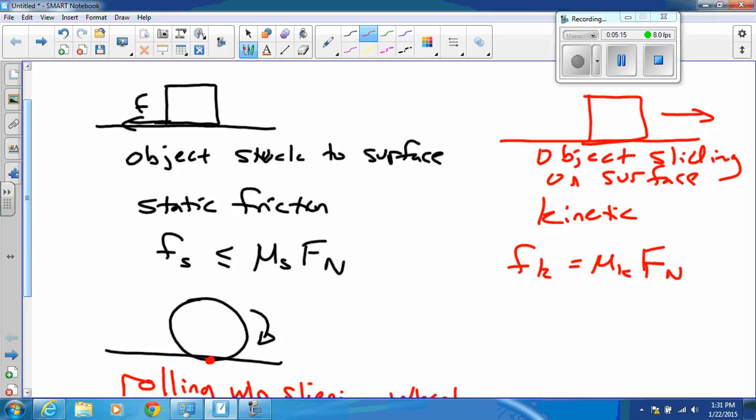When the object is what relative to the surface? Static. It is stuck, stationary relative to the surface, right? It's stuck to the surface. And then the equation? So it's really an inequality, not an equation.